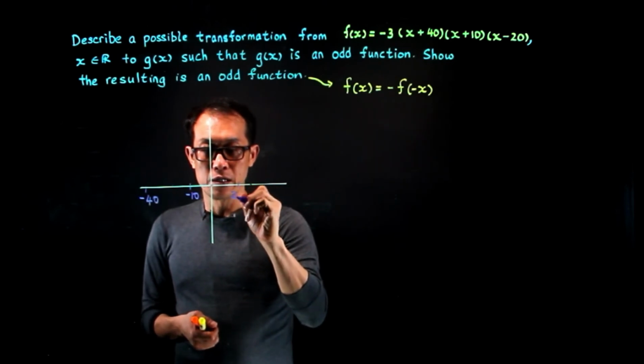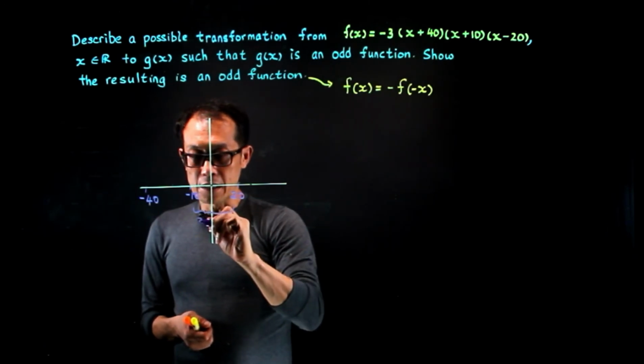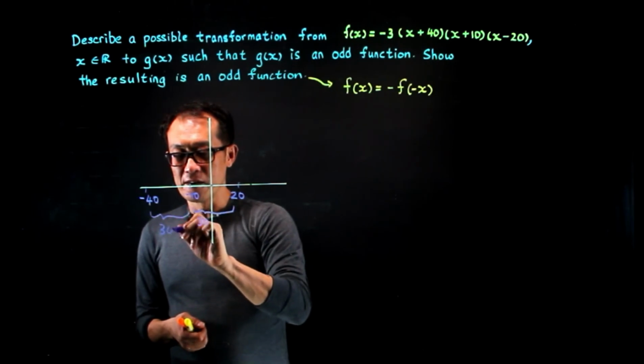And this is equals to h of x. Now you find that this distance here is 30. This distance here is 30. So we have proved that h of x is an even function. Okay, that is the major.